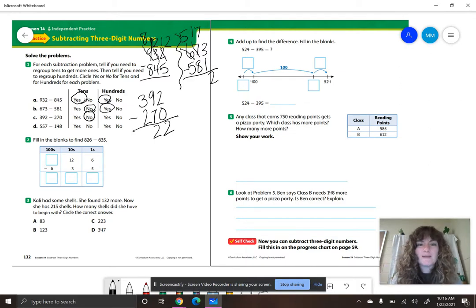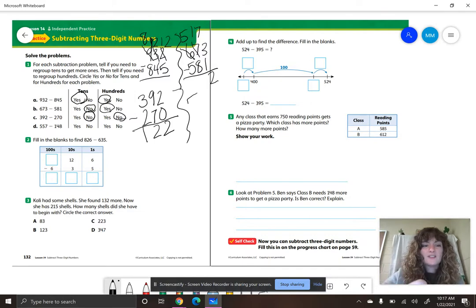I had a smarty in my class, shout out to Noah, whose mom told him to think of regrouping as unrolling a number. So if I have 100, I am going to unroll it to 10 tens to help out my tens place. If I have a 10 and I'm going to regroup in the ones, I'm going to unroll a 10 into 10 ones. So I did not have to regroup in the hundreds place. I have 3 hundreds. I take away 2. I have 1 left.